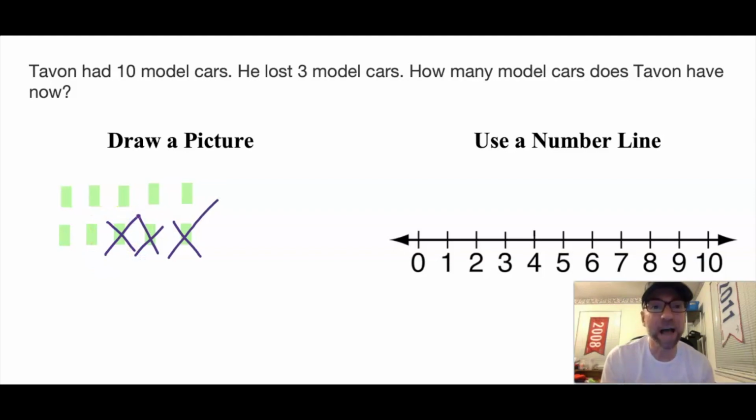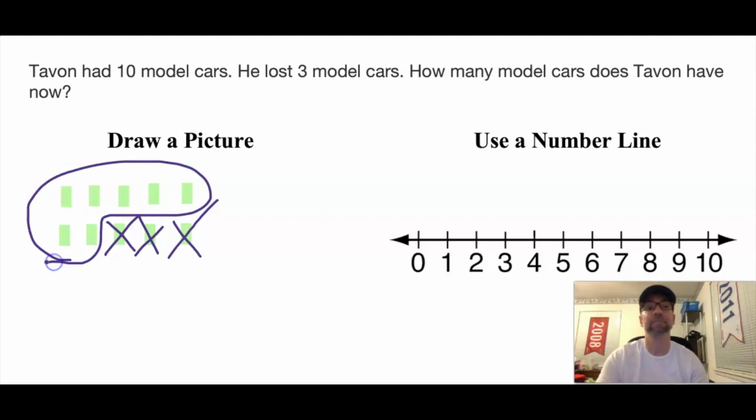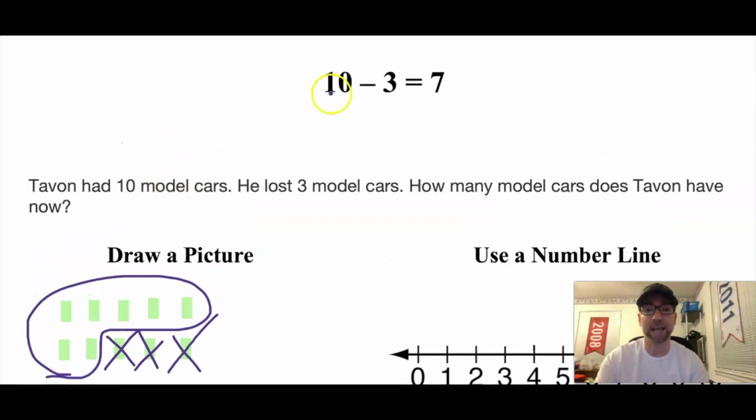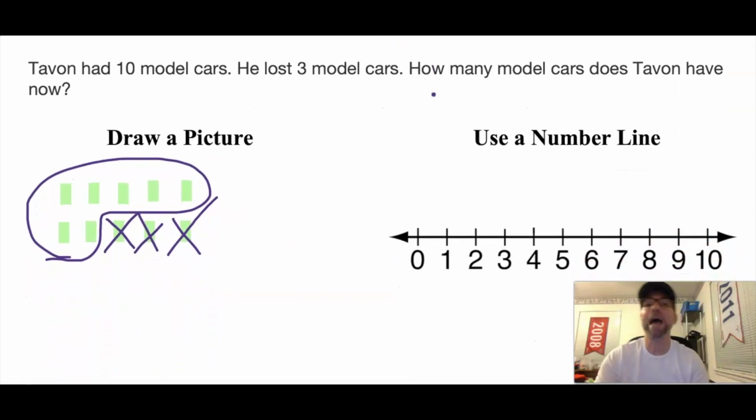Now, when I crossed out 3, I have some cars left. How many cars does Tavan still have? Well, we can count all of those cars that we didn't cross out. 1, 2, 3, 4, 5, 6, 7. 7 cars, and that was the answer to our number model. 10 minus 3 equals 7. So we learned way back in first grade that we can draw a picture to help solve a subtraction problem.